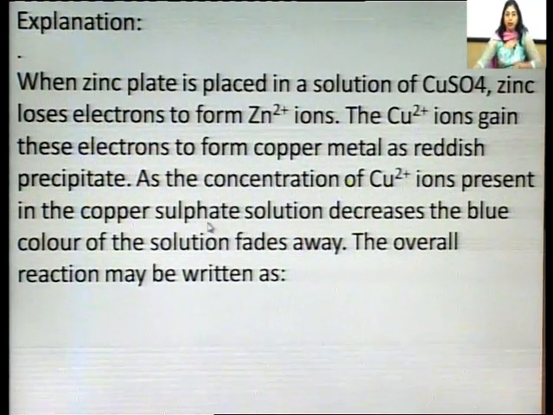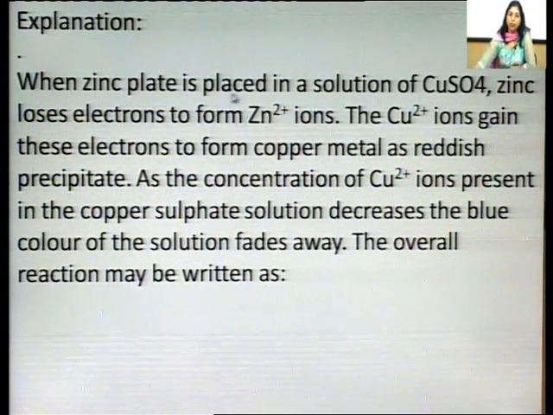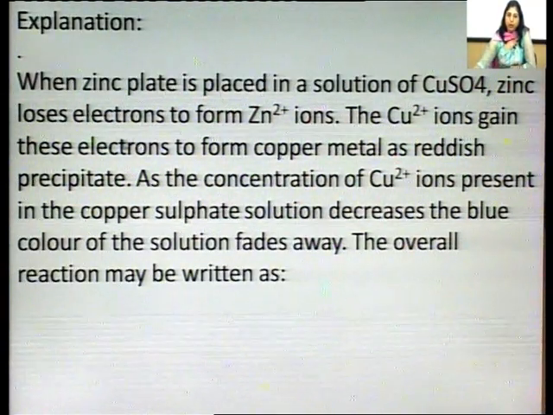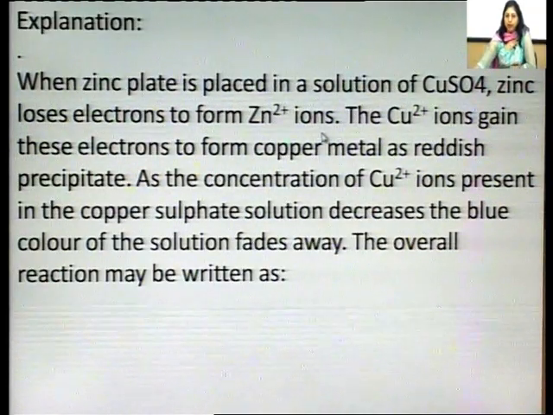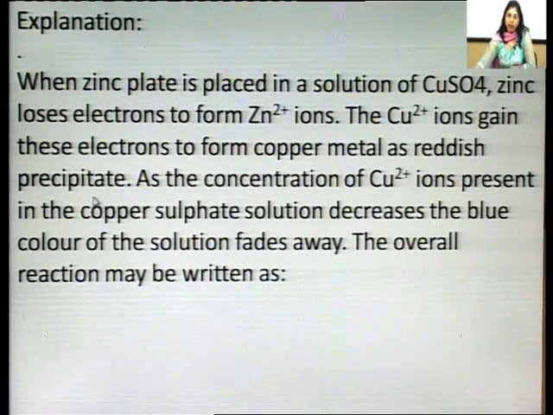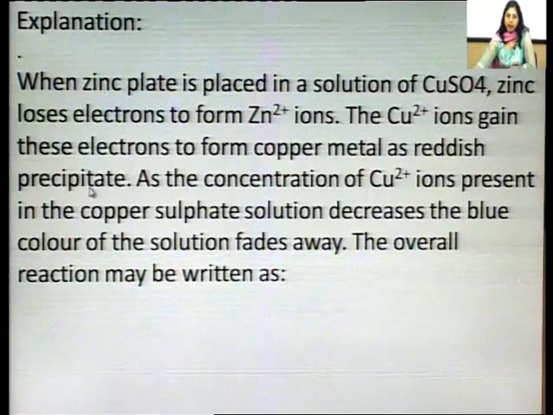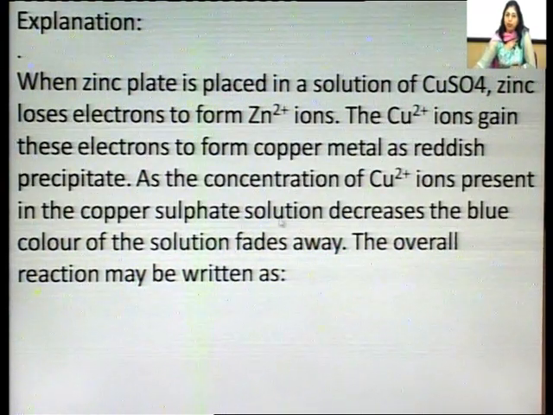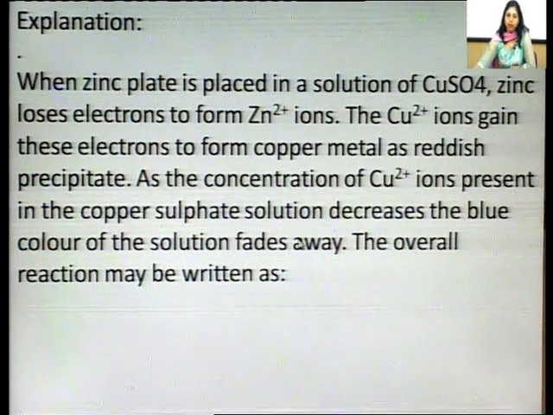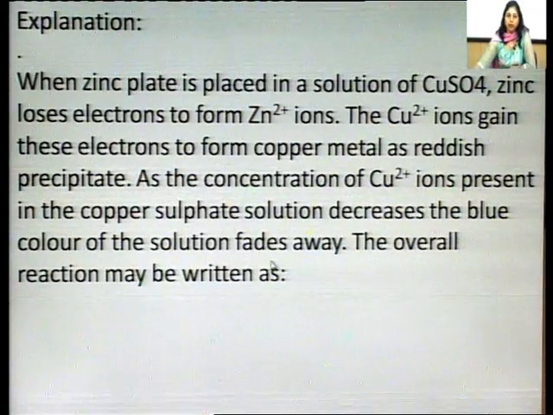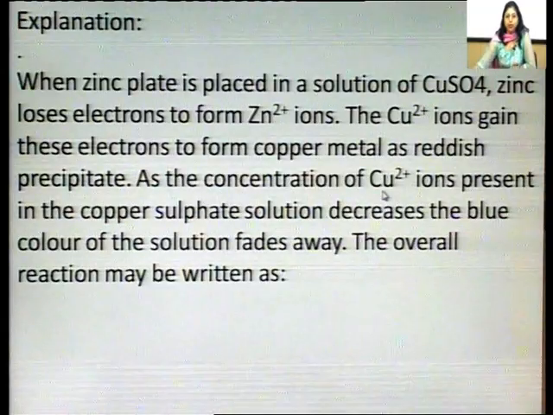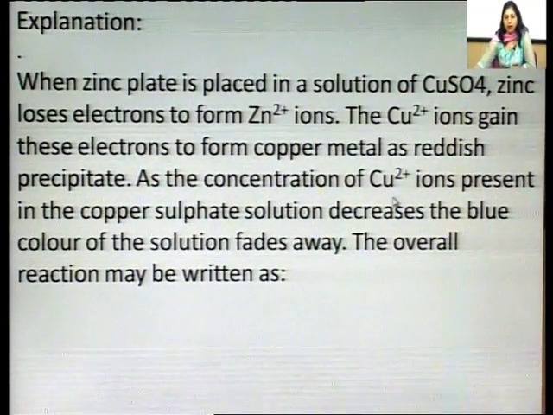So, the explanation is also like this: when a zinc rod is placed in the solution of copper sulfate, zinc loses electrons to form zinc ions and copper ions gain these electrons to form copper metal as reddish precipitates, as I have already explained. As the concentration of copper ions present in the copper sulfate solution decreases, the blue color of the solution fades away. As we know, the blue color of the solution is basically due to copper ions.